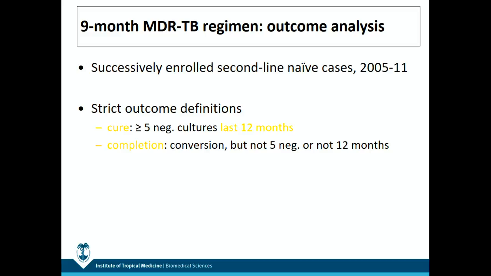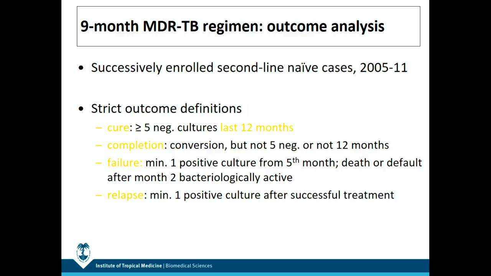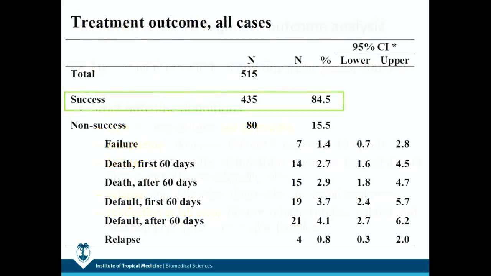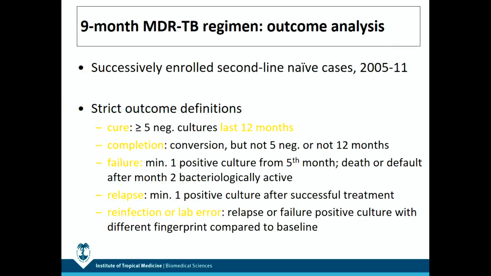Strict definitions were used. Going quickly over them: cure meant at least 5 negative cultures in the last 12 months. It was a 9-month regimen, but many of them had prolongation of the initial phase, which is why it says 12 months. Then there was failure if there was at least 1 positive culture from the 5th month onwards, and relapse if there was at least 1 positive culture after successful treatment. Reinfection and lab error were sorted out by fingerprinting analysis.